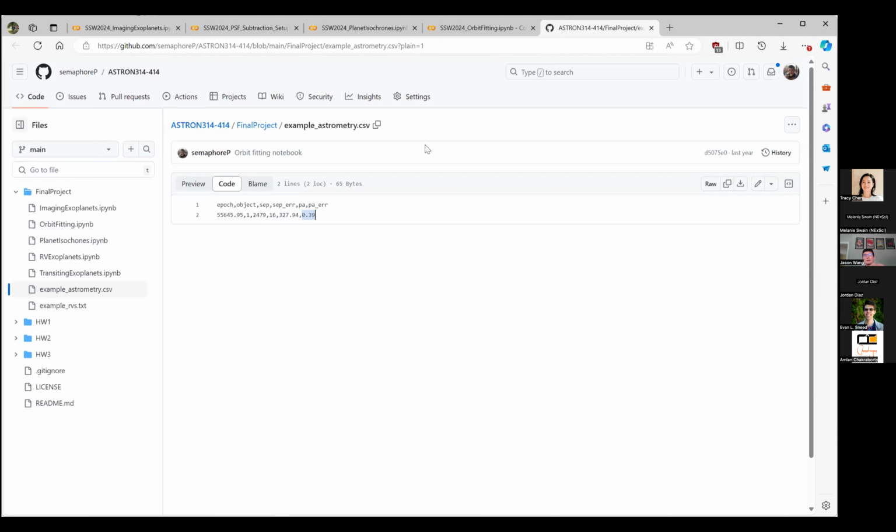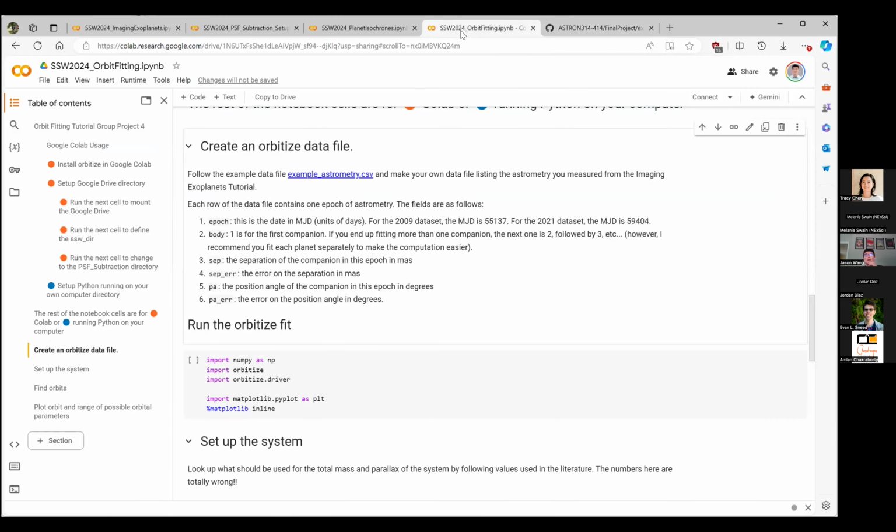And then we'll repeat that for the second epoch, the 2021 epoch as well. So we'll have 2 rows. So this is just data entry, but you have to make sure all of those values are inputted into this small table.